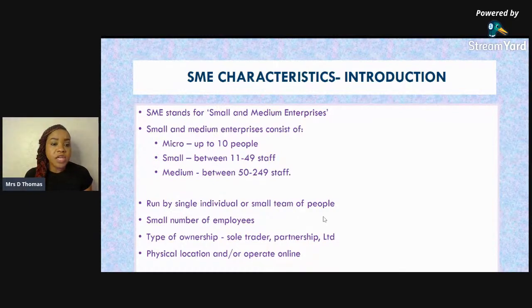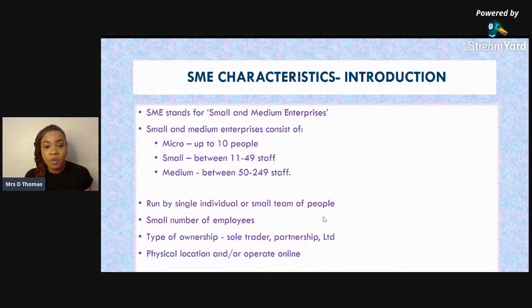They will have a small amount of employees. The type of ownership: you have 3 main ownership types that we will be referring to here. Most of the businesses you'll be looking at will fall under 2 categories: the sole trader or the partnership.